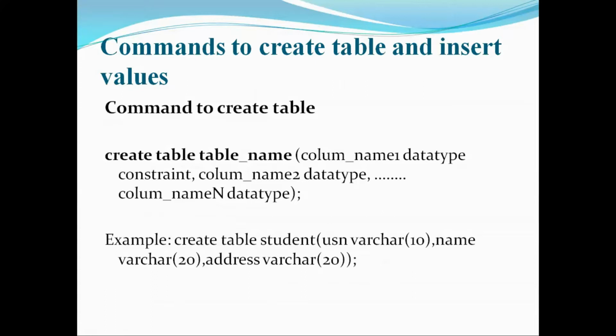I think you already know the concepts of records or tuples or relations, etc., right, in your database itself. So we are creating the table called student with three attributes: name, USN as well as the address.